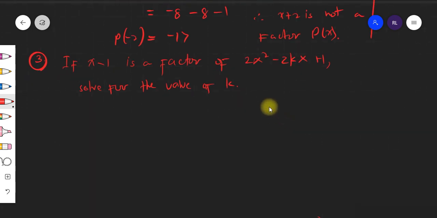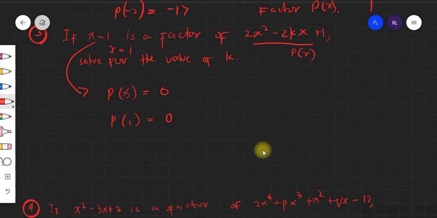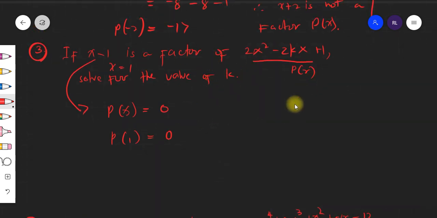So again, using the factor theorem, since it's just a reverse of the first and second problem, let us say this is our P of x. P of x must be 0. Or since that is x equals 1, you can say that P of 1 must be 0, so that this becomes a factor. So we can say that this must be 0.